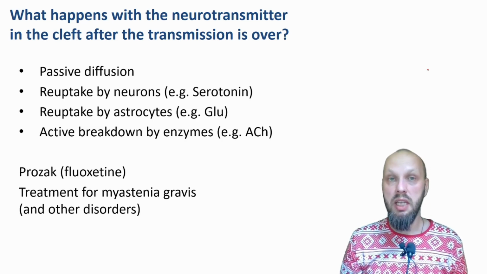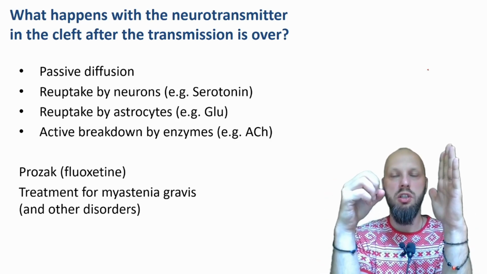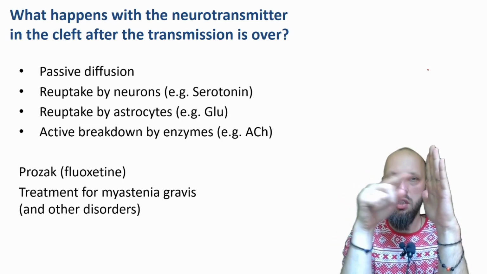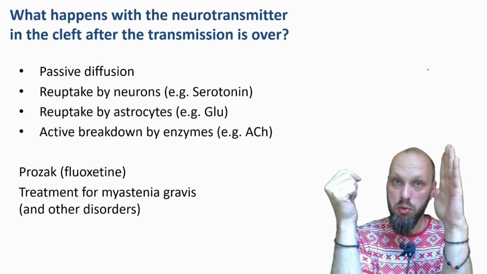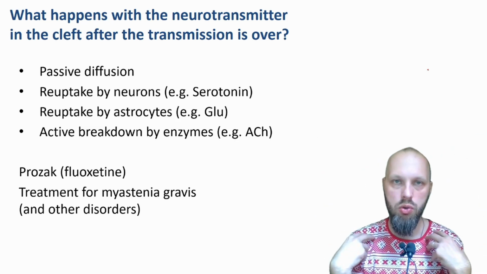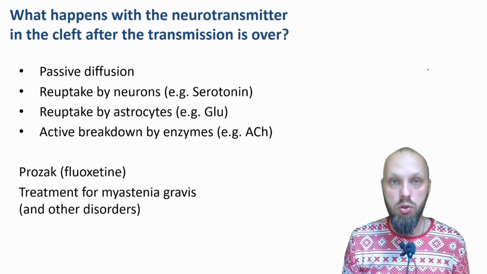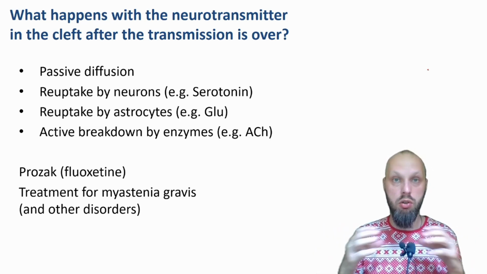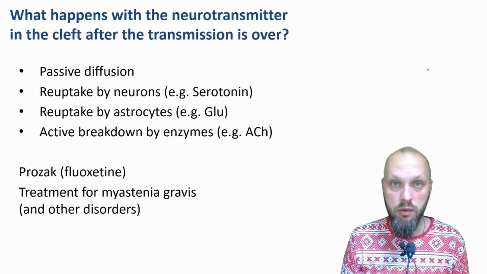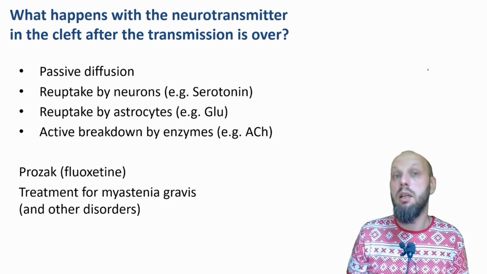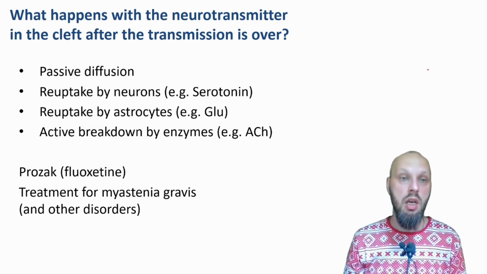You can have reuptake of the neurotransmitter by neurons. So the neurotransmitter is released in a fast way from the vesicles, but then there are transporters and, much more slowly, neurotransmitter is moved back into the neuron, because eventually what you want to do is pack it into new vesicles. You need to prepare new bubbles and prepare them for the next wave of activation. And that's definitely an option.